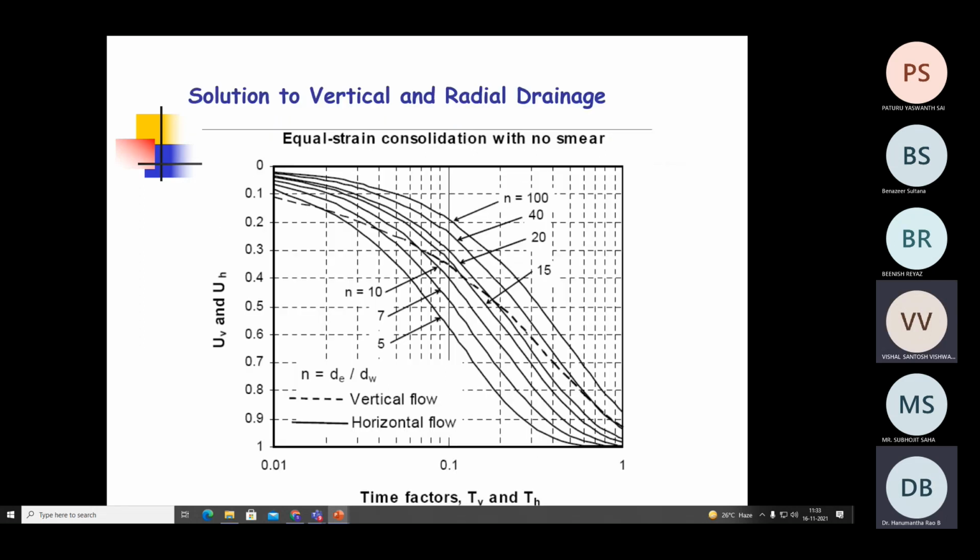Sir, this theory is for smear effect, no, sir? Why is it written equal strain consolidation with no smear? Equal strain means uniform consolidation, uniform settlement.